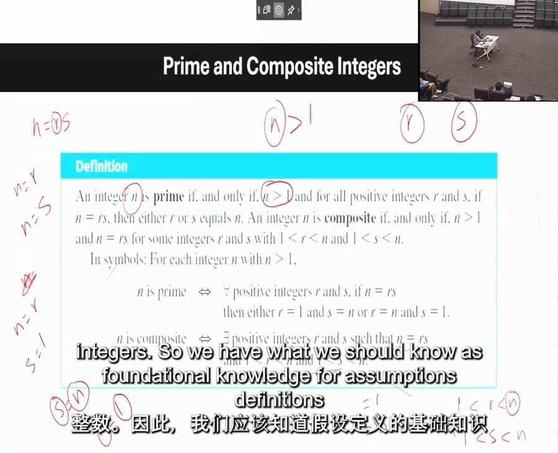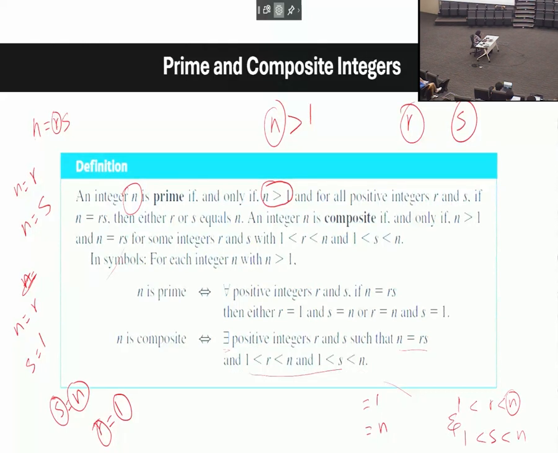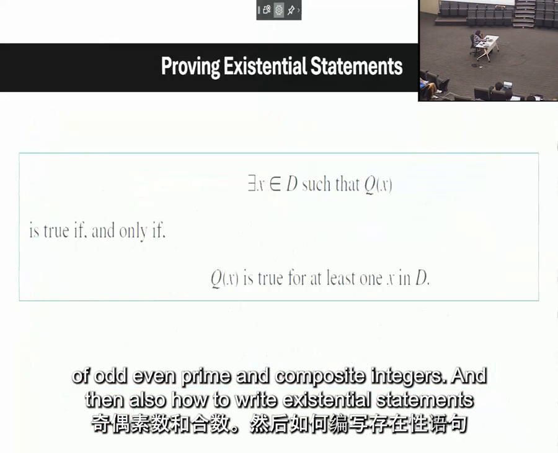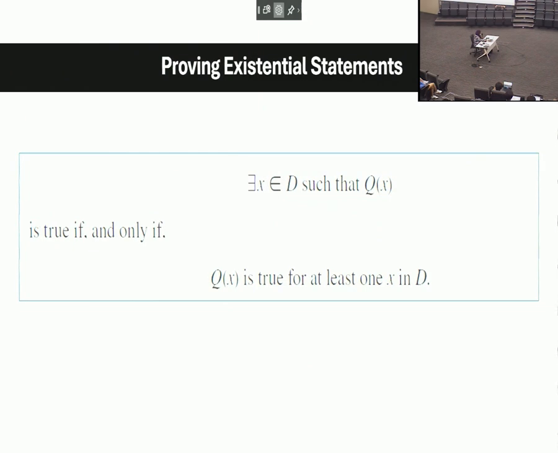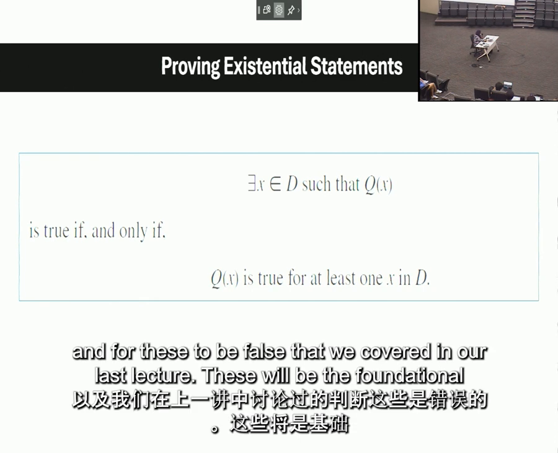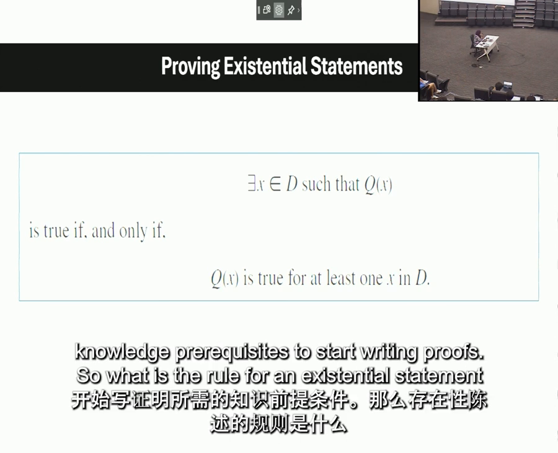So we have what we should know as foundational knowledge: the 4 assumptions, and the definitions of odd, even, prime and composite integers. Okay, and then also how to write existential statements and universal conditional statements, and the rules for these to be true and for these to be false, that we covered in our last lecture. These will be the foundational knowledge, the prerequisites to start writing proofs.